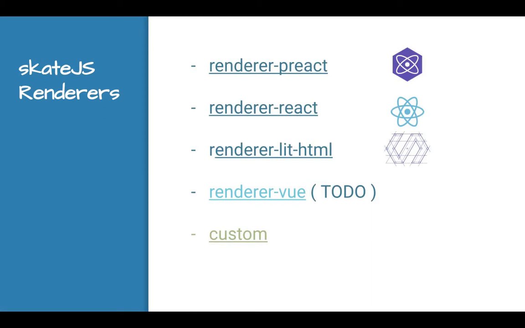Cool, so core Skate doesn't have any default renderer, so you have to choose one. But we provide some default ones. We provide a renderer with Preact or with React, with HTML, a renderer for Vue is in progress, or you can build your own custom renderer. It's really up to you. In my example, I like React, and obviously I have to use React because it loves the platform. So I will choose React as a renderer.